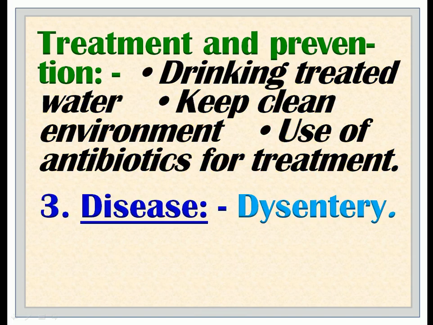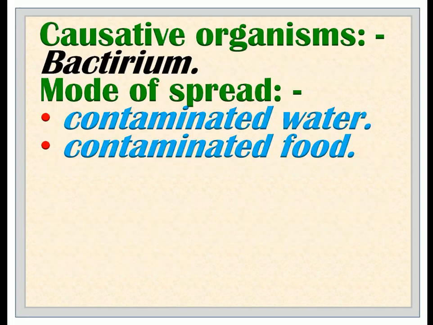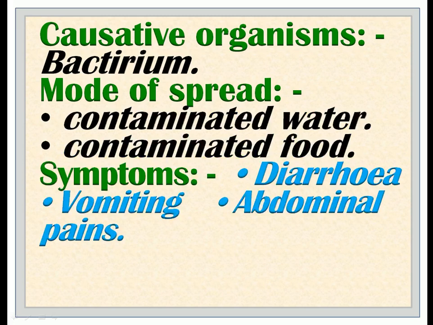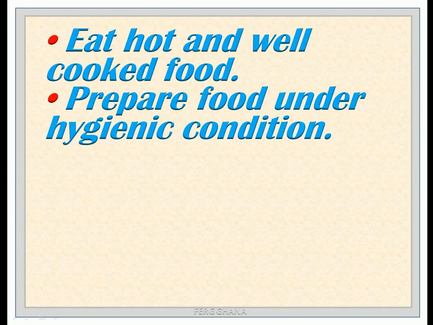3. Disease: dysentery. Causative organism: bacterium. Mode of spread: contaminated water, contaminated food. Symptoms: diarrhea, vomiting, abdominal pains. Treatment and prevention: eat hot and well-cooked food, prepare food under hygienic condition.